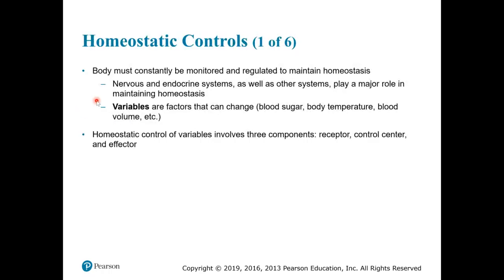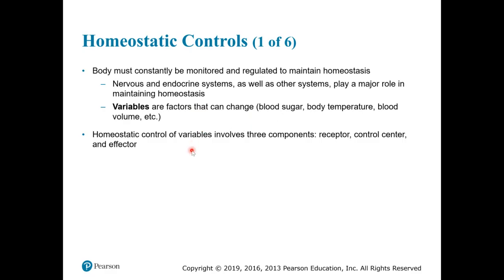So the nervous and the endocrine systems are both involved in homeostatic controls, short term and long term. Short term would be nervous, longer term would be endocrine. And the variables are the factors that are under homeostatic control. So when we look at that list, I've mentioned some of these already: blood sugar, body temperature, blood volume, blood calcium. The list goes on and on and on.